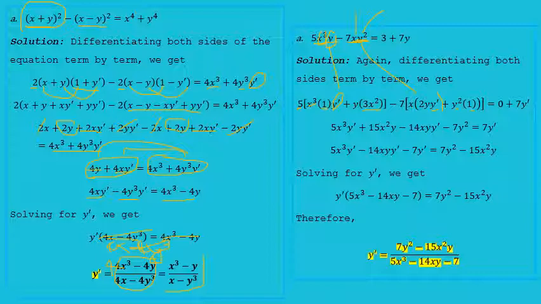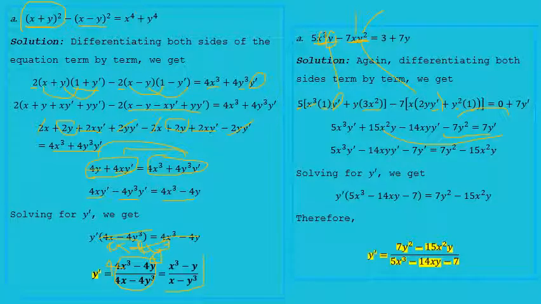Okay, so simplify natin. So we have 5x cubed y prime, plus 5 times 3 is 15x squared y, minus 7 times 2 is 14xy prime. So negative 7y squared equals to 7y prime. Okay, so combine natin lahat ng may y prime. And then sa ito, transpose natin dito. And then ito din is transpose natin dito, the same with 15x squared y.